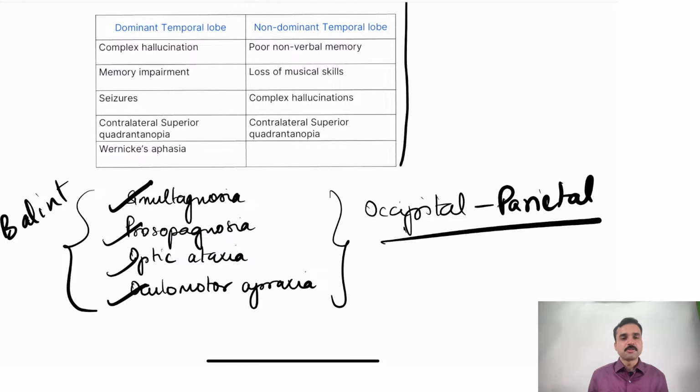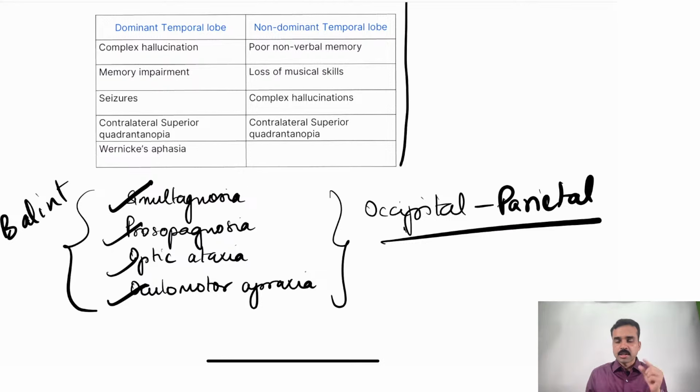Balint syndrome is a combination of simultagnosia. Simultagnosia is where you cannot get the entire picture. For example, if I showed you the ECG and you're not able to see the PQRS together, you're only able to see one QRS. You're not able to see the next QRS. If I ask you to calculate rate, you need to see the two QRSs together, no? But you're only able to see one QRS. So that is simultagnosia, not able to get the entire picture.